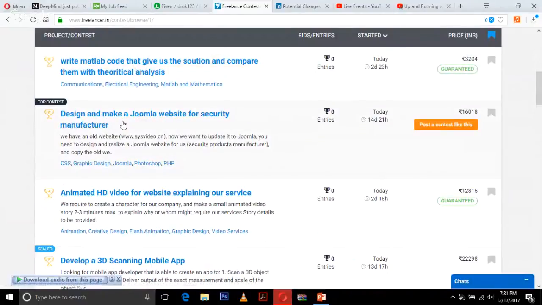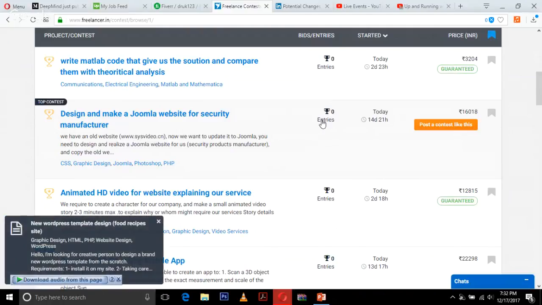This is a coding one, and this is a designing one. So: design and make a Joomla website for a security manufacturer. They have these kinds of details, and these are the skills that are required. You can see here the number of entries. Since this is a contest, it means the number of submissions it's going to show.